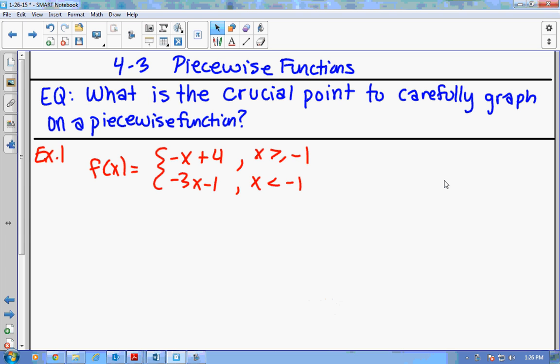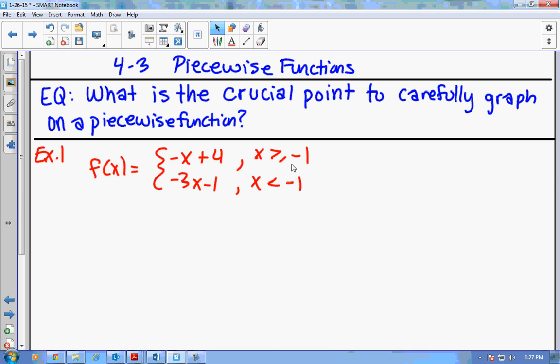So this comes from section 4-3 in your book, Piecewise Functions. What is the crucial point to carefully graph on a piecewise function? There's a certain area on the graph that you definitely have to pay attention to because that's where we change from piece to piece. Here's our first function.